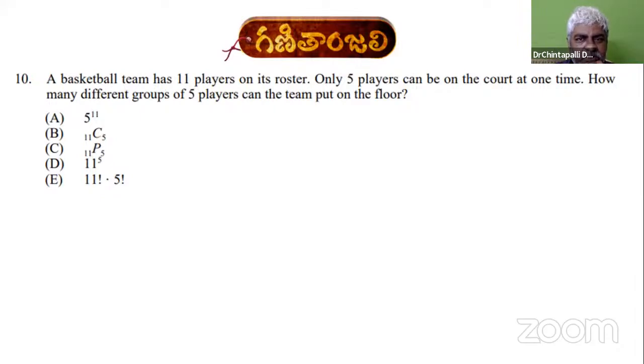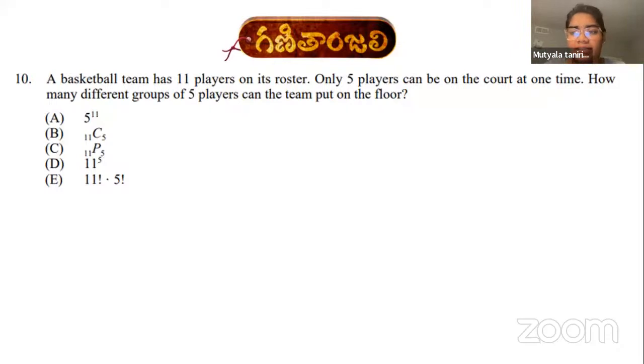Can the team put on the floor? Yes, right. You can answer this question. A basketball team has 11 players on its roster. Only 5 players can be on the court at one time. Is it true? Only 5 players are allowed to play?